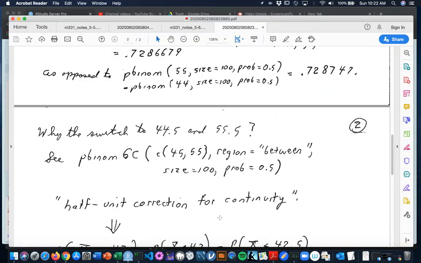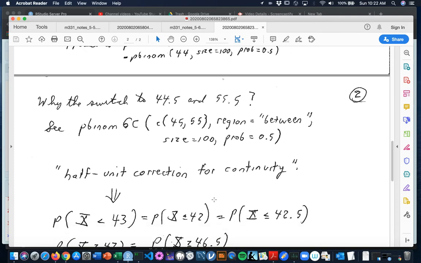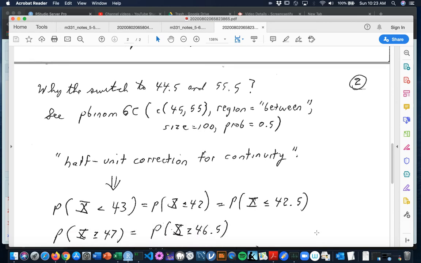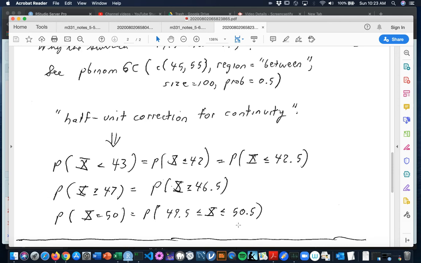So including all the rectangles you want to include is called the half-unit correction for continuity. The normal curve is continuous. The random variable whose probabilities you're trying to approximate is discrete. You've got to correct for the fact that you're approximating a discrete with a continuous random variable. So make sure you do that in other probabilities involving discrete stuff.